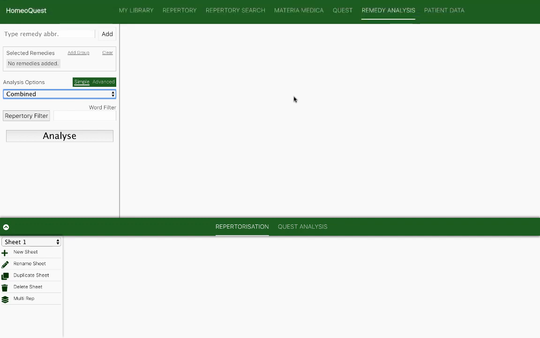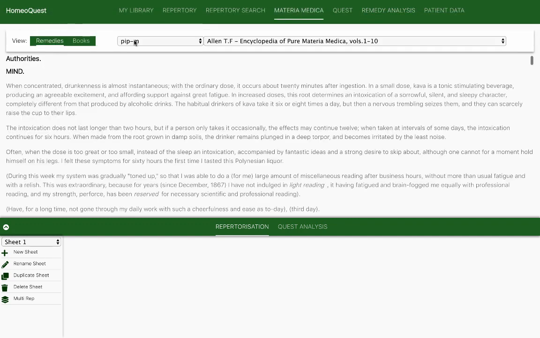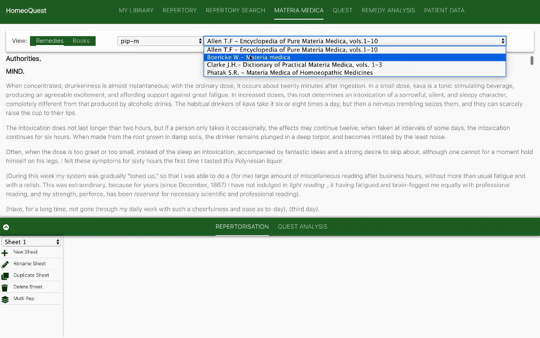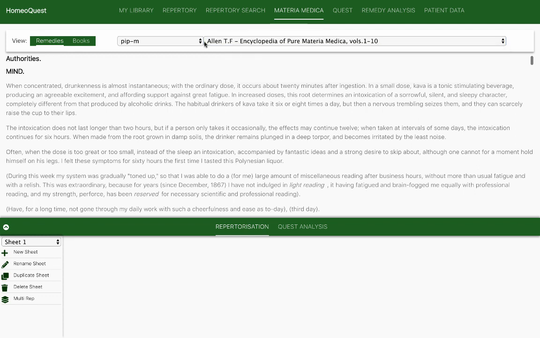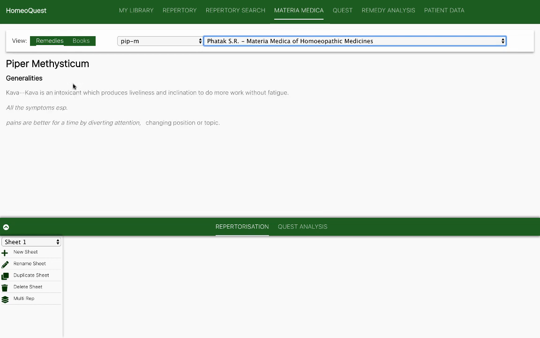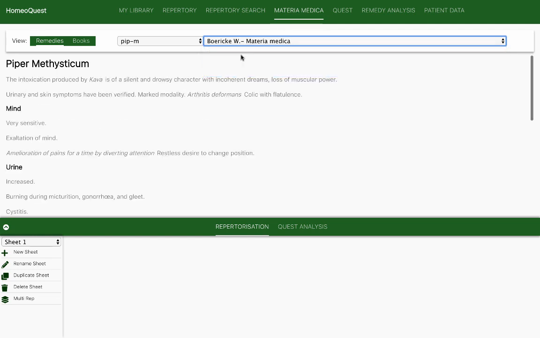If you look at Piper Methysticum in the Materia Medica, I've opened Piper Met here, and you see it is present in Allen's Encyclopedia, Boericke, Clarke and Phatak. So not a lot of Materia Medica. When you read about this remedy, let's try Phatak, and you see there's hardly any information. It's an intoxicant, produces liveliness, inclination to do more work, and better by diverting attention or changing topic. If you read in Boericke, again it's an intoxicant. It's produced by kava. It's a silent, drowsy character with incoherent dreams and loss of muscular power.